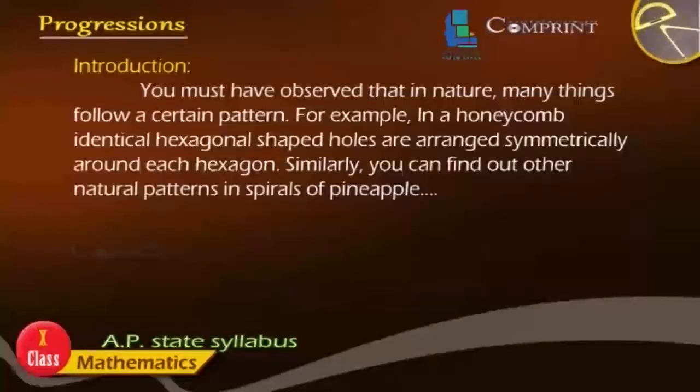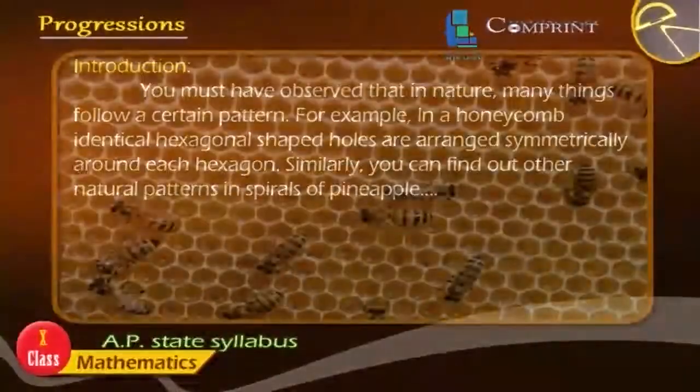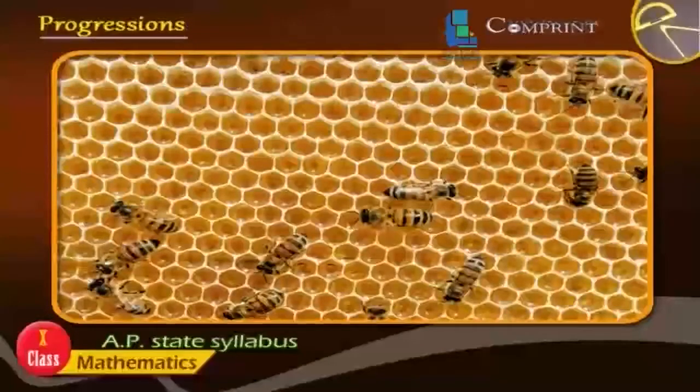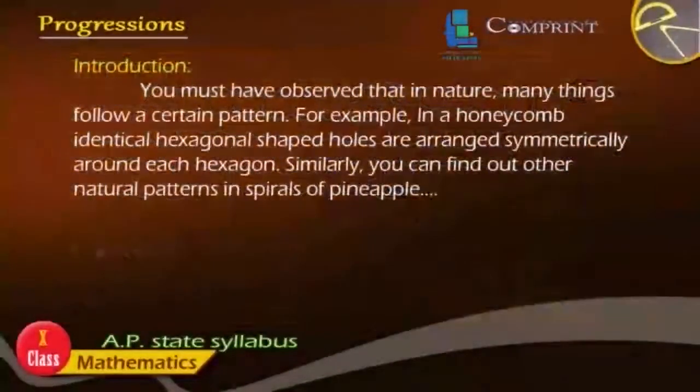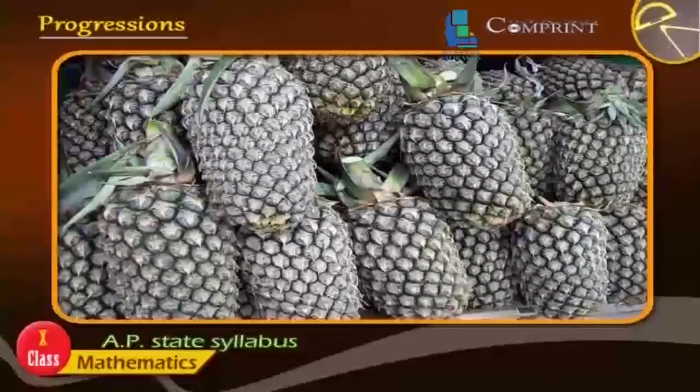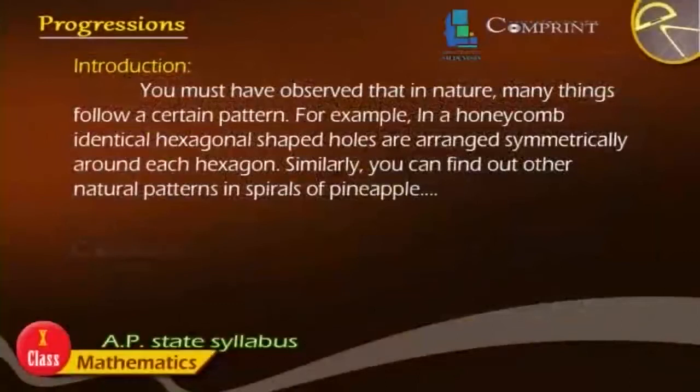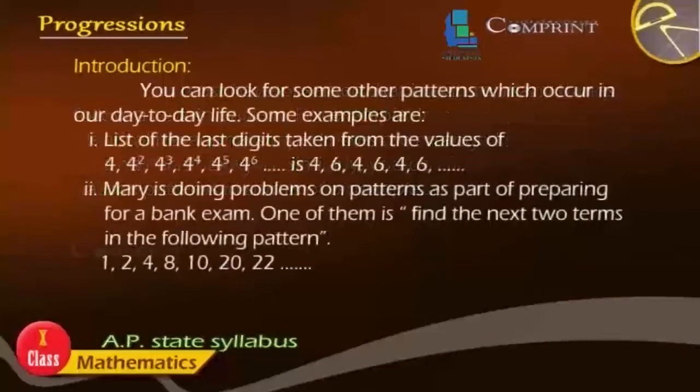Introduction. You must have observed that in nature, many things follow a certain pattern. For example, in a honeycomb, identical hexagonal shaped holes are arranged symmetrically around each hexagon. Similarly, you can find other natural patterns in the spirals of a pineapple. You can look for some other patterns which occur in our day-to-day life.